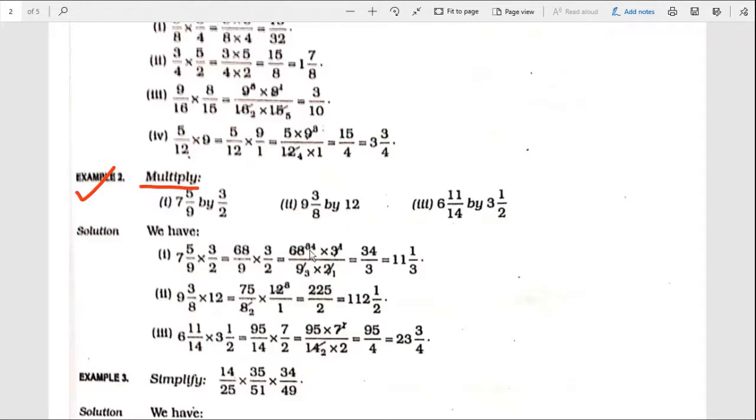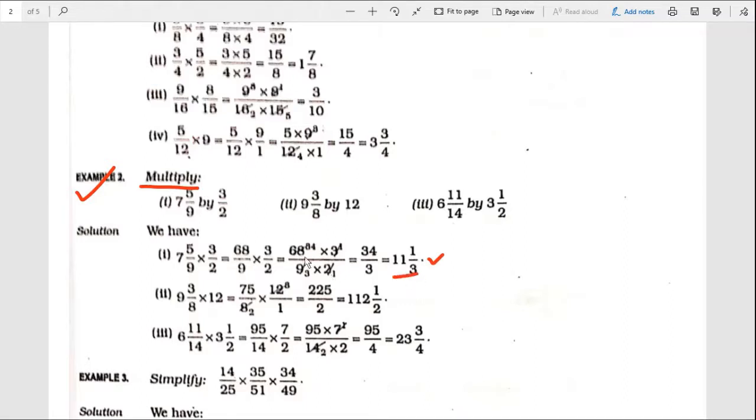This one is simplified here, and after this simplification only 34 by 3 is left. 34 by 3 is an improper fraction, so here we have to divide it. 34 divided by 3, we get 11 whole 1 by 3. 34 by 3 will be changed into a mixed fraction, and this is the answer.